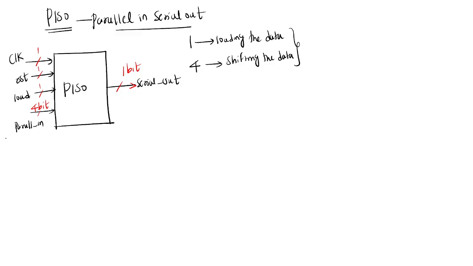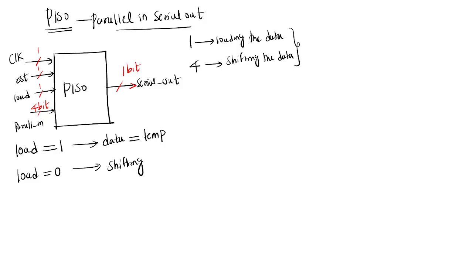So that means there is a control signal, that is load. When load equals 1, the data you are loading goes into the temp register, you are initializing the temp register with the data. And when load equals 0, you are doing the shift operation. So this is the operation.